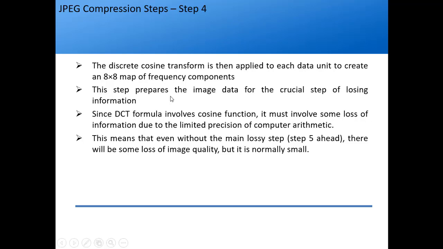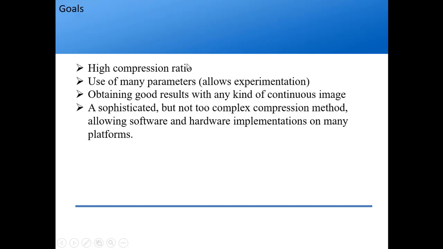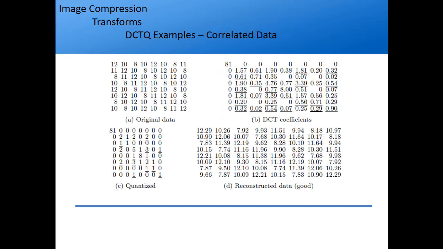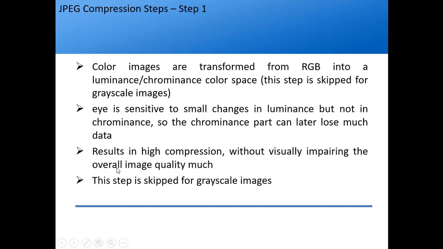Then we come to step 4. We apply DCT. The DCT is applied to each data unit to create an 8 by 8 map of frequency components. That is, we find the DCT coefficients. So we are done with dividing the image into 8 by 8 blocks, we have the original data, and then after applying DCT, we get the DCT coefficients. Next is what? Quantization.